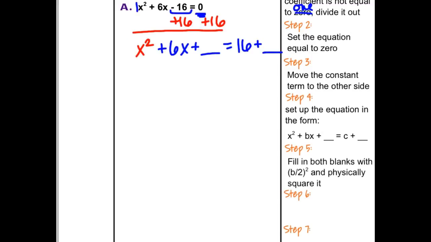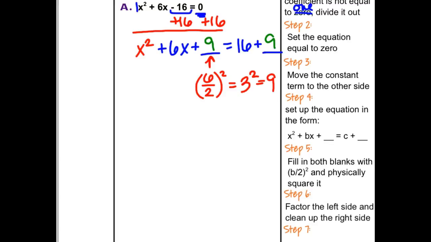So now we move on to step 5. Fill in both blanks with b divided by 2 and then squared, and physically square it. Don't leave it as, in this case, you could. I want you to write down that this is going to be 6 divided by 2 squared. I want you to write that out, which in that case 6 divided by 2 is 3. 3 squared is 9. So you fill in the blanks with your plus 9 plus 9. By doing it on both sides of the equation, we're keeping the equation balanced and not actually changing the value.